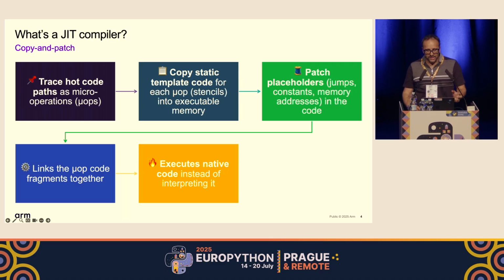When a trace becomes hot, the JIT copies these code stencils into memory, and then it patches them with runtime-specific values, things like constants, memory offsets, jump targets, and so on. These patched fragments are then linked together and executed instead of interpreting the original bytecode.